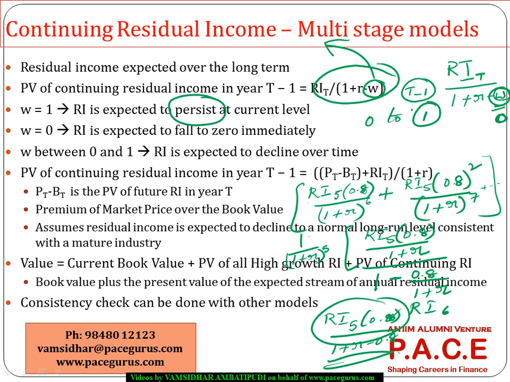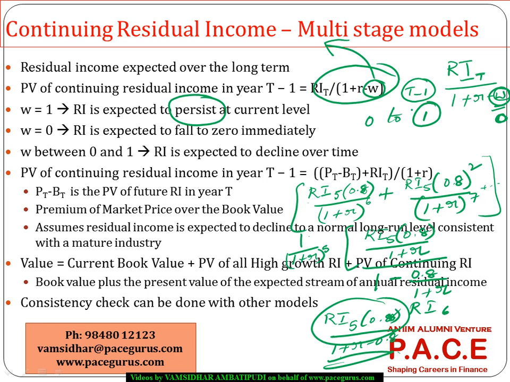Or if I say W is equal to 0, I am assuming that RI is going to drastically fall to 0 immediately, and with W lying anywhere between 0 and 1, I am assuming that the residual income is going to fall, but at a gradual rate, fall to 0 but not immediately. If it is very close to 1, the fall is very slow. If it is very close to 0, the fall is going to be much faster. So these are the different ways I can estimate the terminal value in case of a multi-stage model.